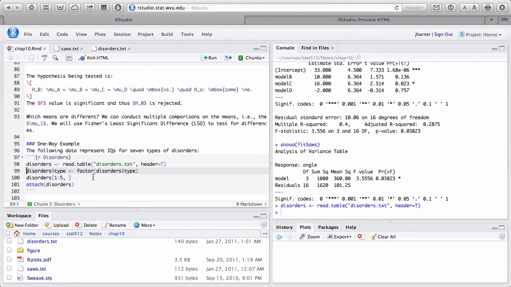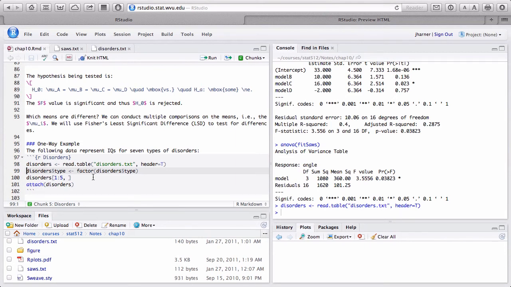I say disorder dollar sign type. In other words, type is in the data. Disorders is a data frame, and it actually has two columns. The first column is 1 through 7, which is the type, and the second column is the IQ. But it would treat 1 through 7 as continuous, as if you were doing a regression of X versus Y. And that's not what we want to do, because 2 doesn't mean it's twice as much; 2 is just a label. There's no numerical scale here. I have 7 treatments, 1, 2, 3, 4, 5, 6, 7. People do this, so just make sure that you don't accidentally run it without making it a factor, because in this case, it would treat it like a regression. But there's no numerical scale. 7 is not bigger than 1. We're not comparing them.